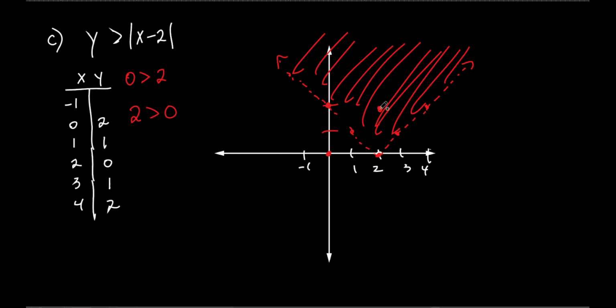Yes, it is. So any point inside of that V, right there, anywhere inside that absolute value, okay, is going to make it work. So that's what you want to shade. That's how we do it. I told you it's pretty easy, right? Let me do one more.